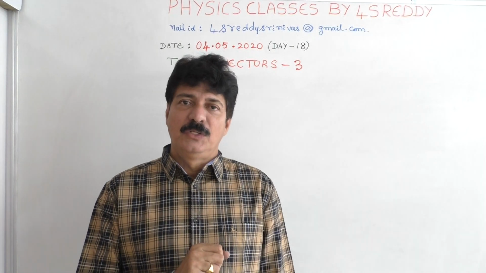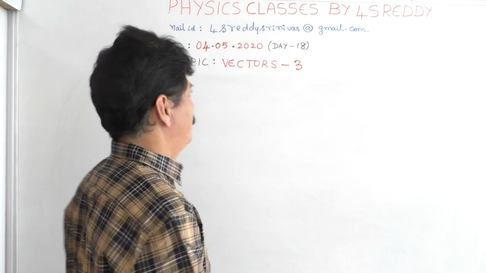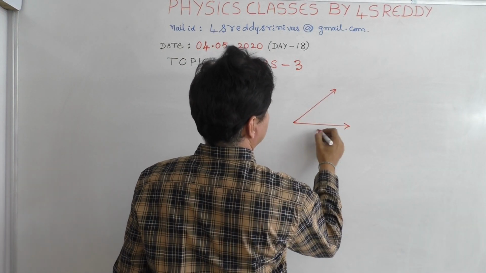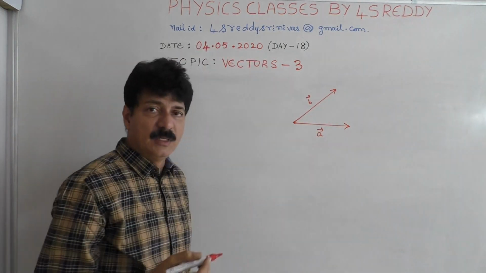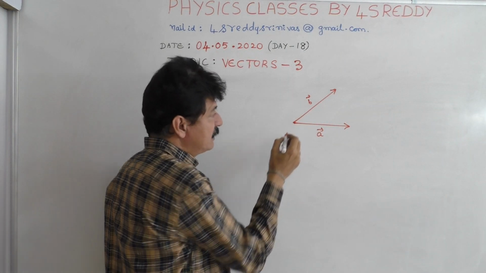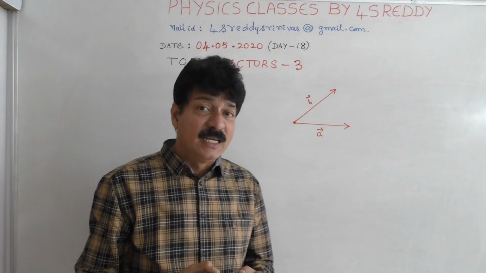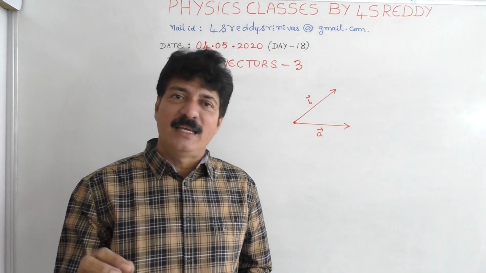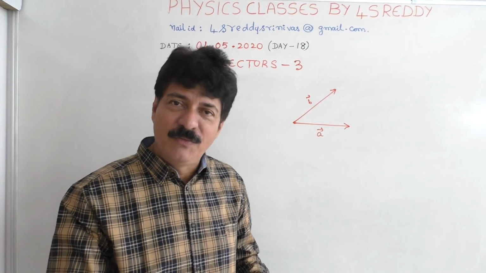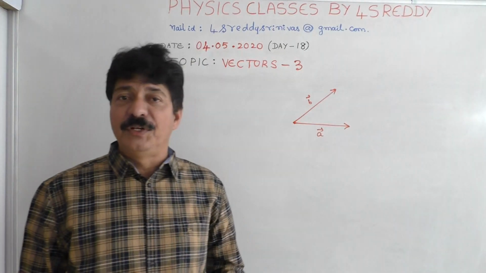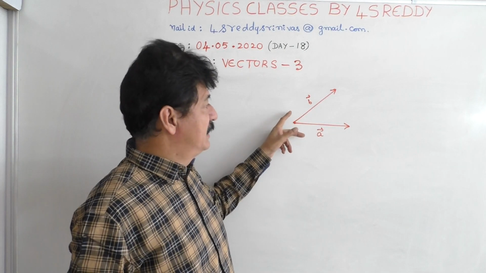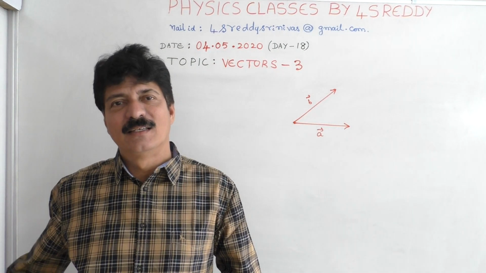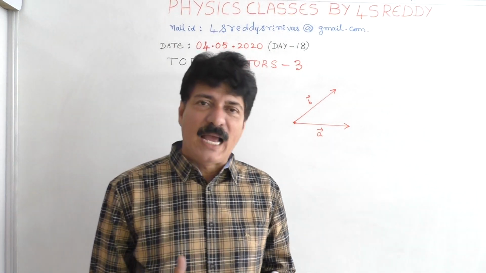Now, suppose they are co-initial vectors. Suppose this is one vector and this is another vector. This is A bar, let us say this is B bar. That means here both are having the same initial point. So these vectors are not isolated vectors. Their initial position is already fixed. And now we know that when the tails of the two vectors coincide, we cannot add these two vectors directly. Then how do we add these two vectors?